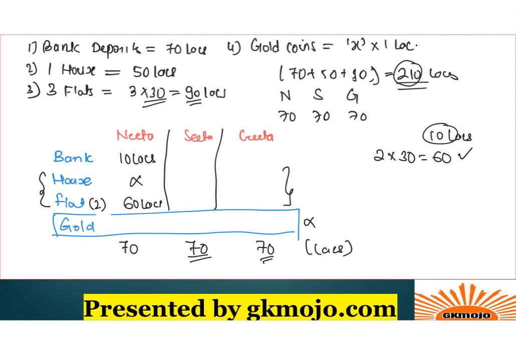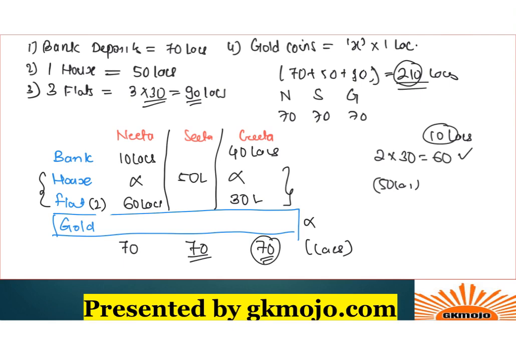But it has been clearly told to us that Geeta has the highest bank deposits. So the house of 50 lakhs will be allocated to Sita. And now what will be allocated to Geeta? Geeta will get the 30 lakhs wala flat which is left, one flat over here. She cannot get a house because there was only one house. How much is left for Geeta? 40 lakhs. So she'll get this 40 lakhs in bank deposits. Hence it is 70.